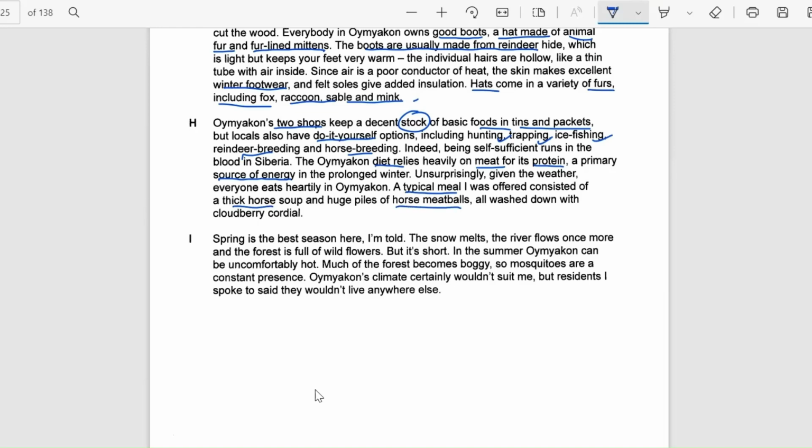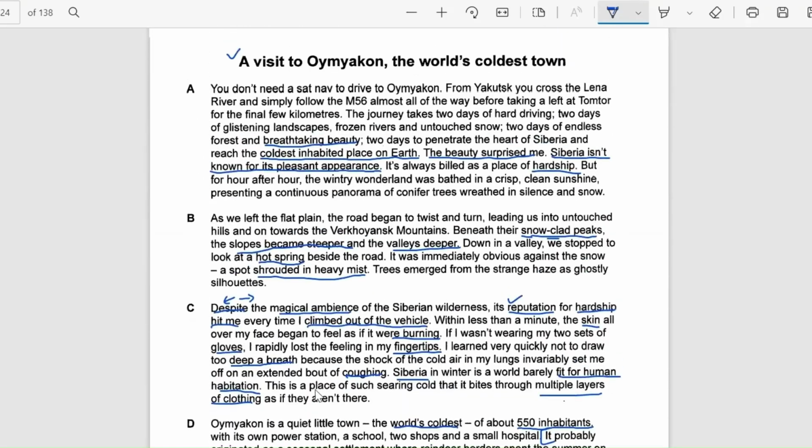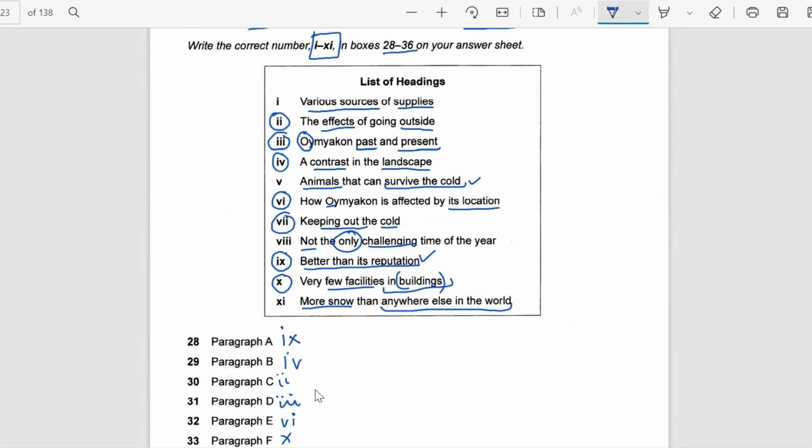So this is what they are actually talking about, where do they get the food from? So this is basically talking about the source of food. It can be from the shop, it can be by hunting animals, by breeding them, or by fishing and trapping them. So all in all, here it is talking about what is the source of the food. So when you look at the options, "various sources of supplies" is a good option to choose.